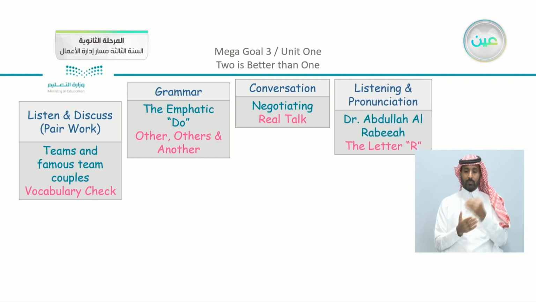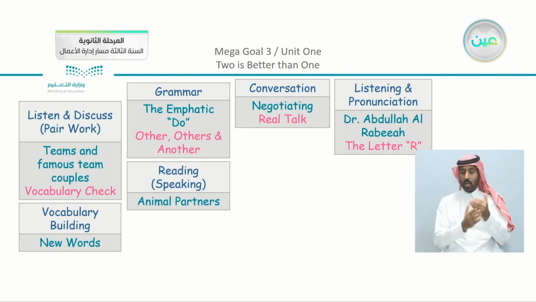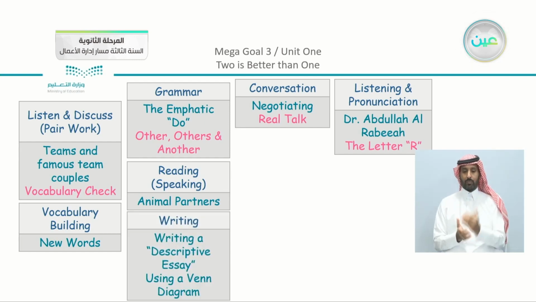We had the listening and pronunciation about Dr. Abdullah Rabi'a and how to pronounce the letter R. We also had vocabulary building. We studied new words, and after that, we had the reading. We also practiced speaking about animal partners or symbiotic relationships. We also had our writing lessons, which were about the descriptive essay using a Venn diagram.